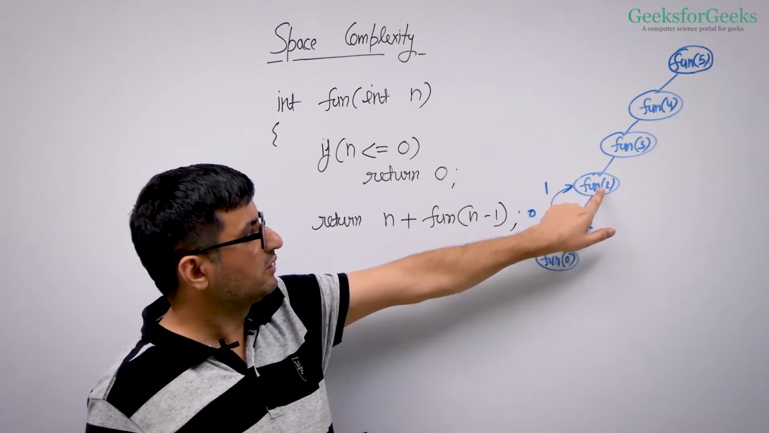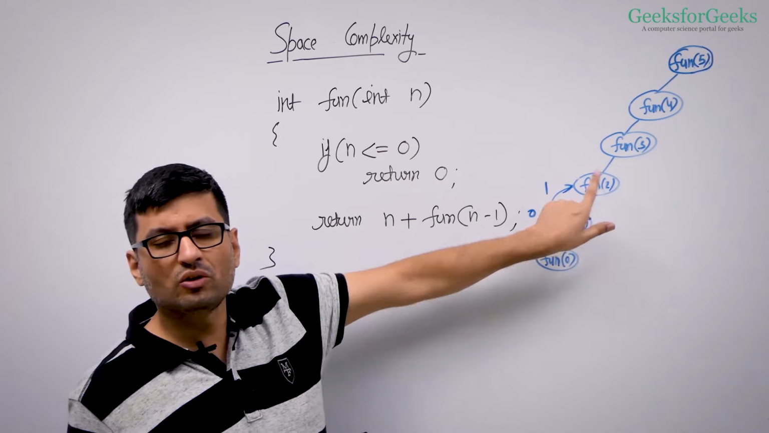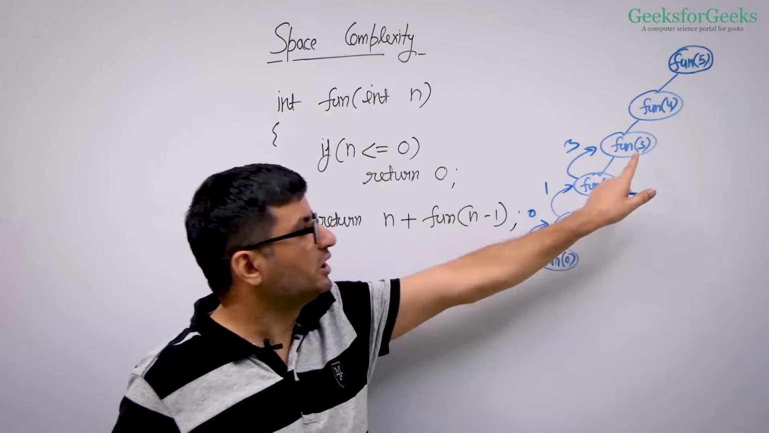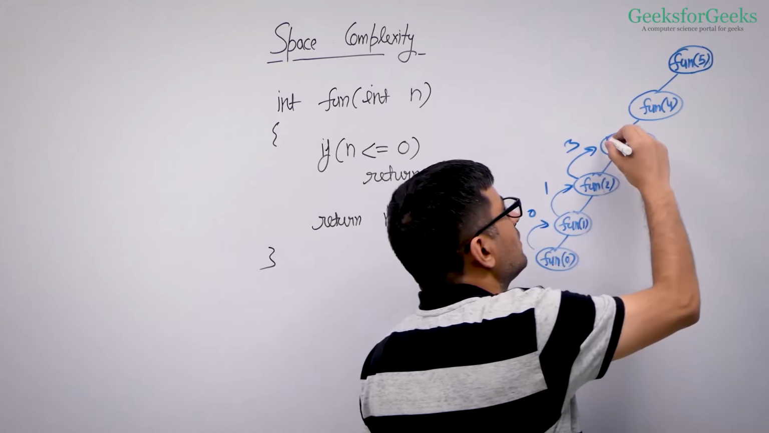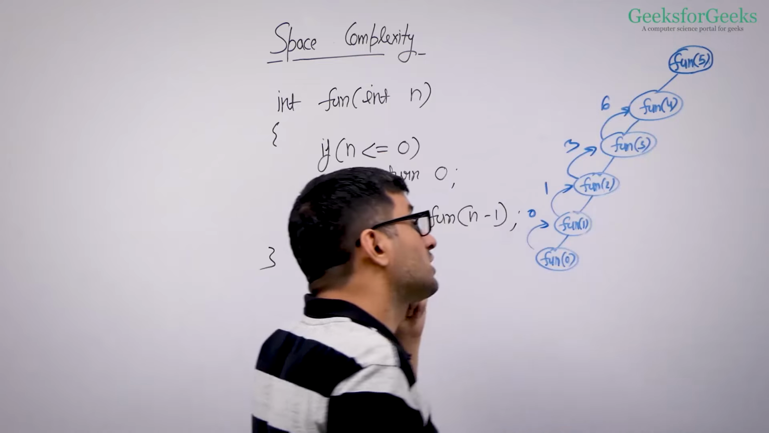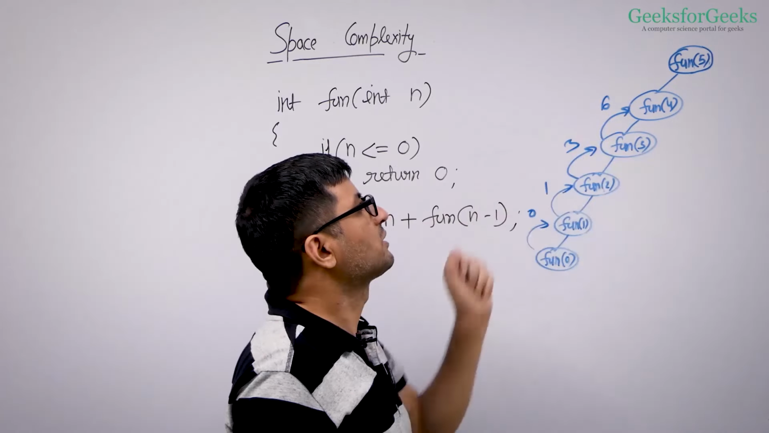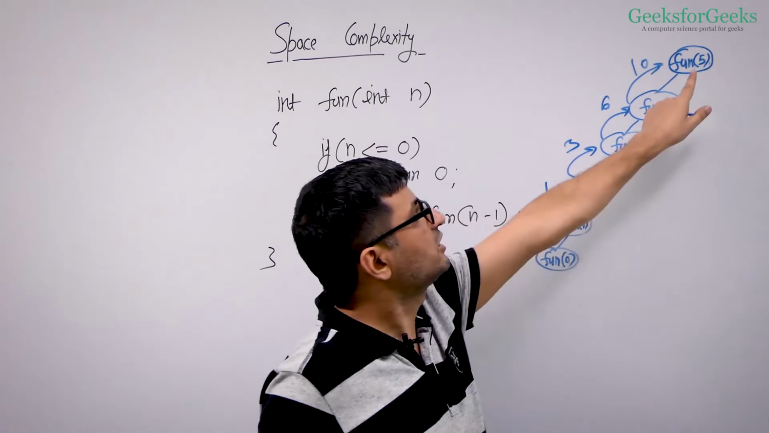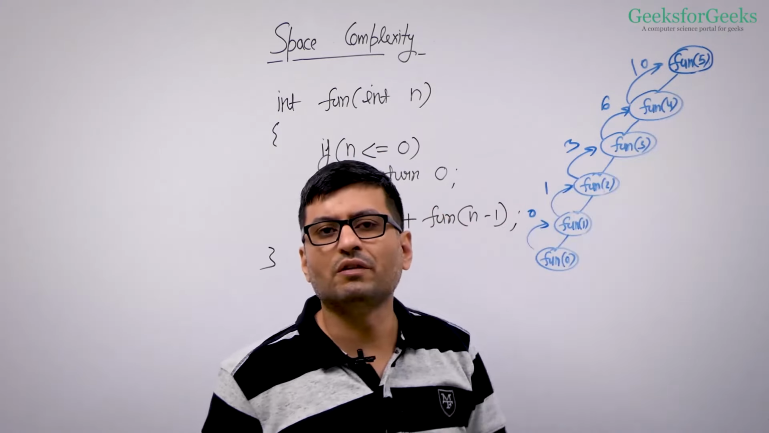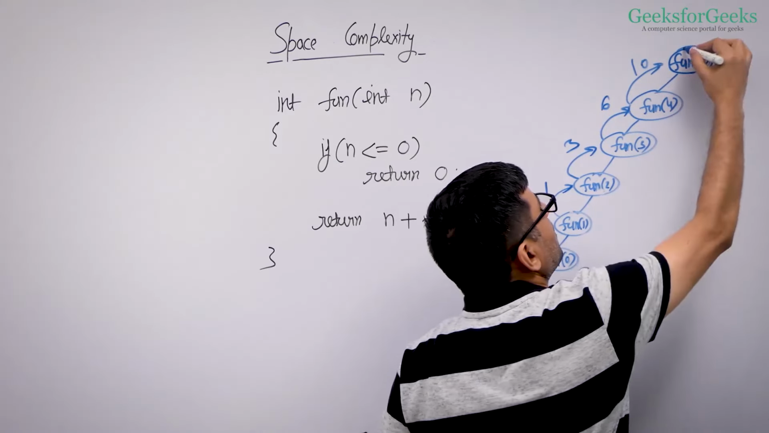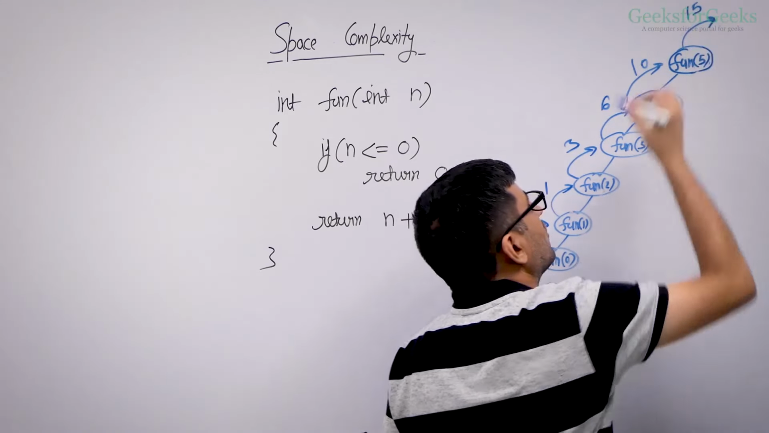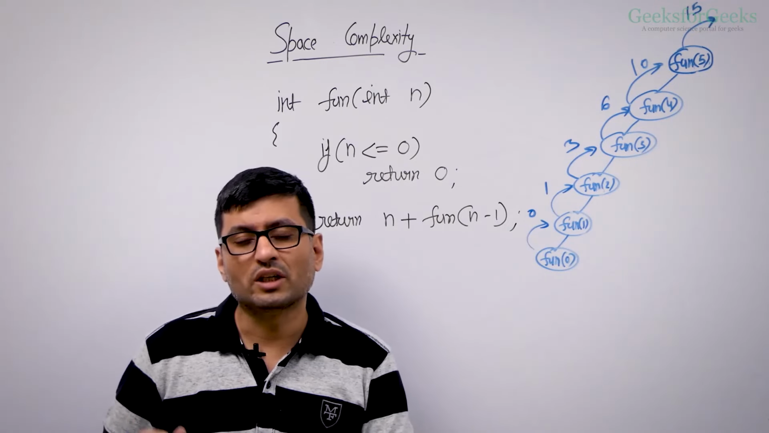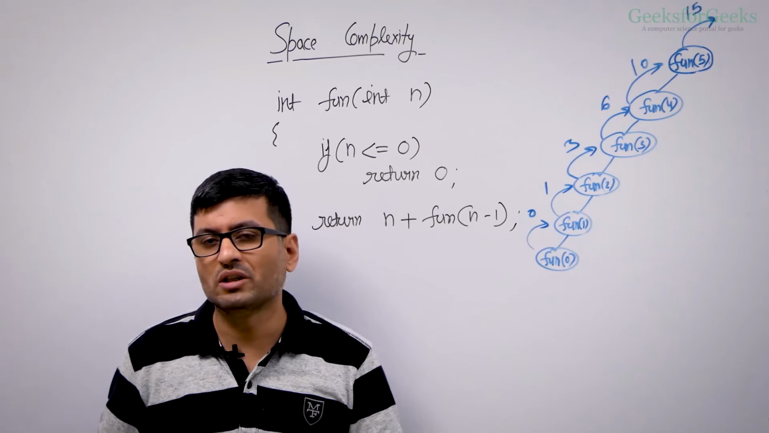Then this returns n, which is 2 for this function call, 2 plus 1, 3, to its parent. And then it returns 3 plus 3, 6, to its parent. Then it returns 6 plus 4, 10, to its parent. And this function returns 10 plus 5, 15, to the caller. So we get the value 15 returned from this function call. This is how this recursive function works to compute the sum of n natural numbers.